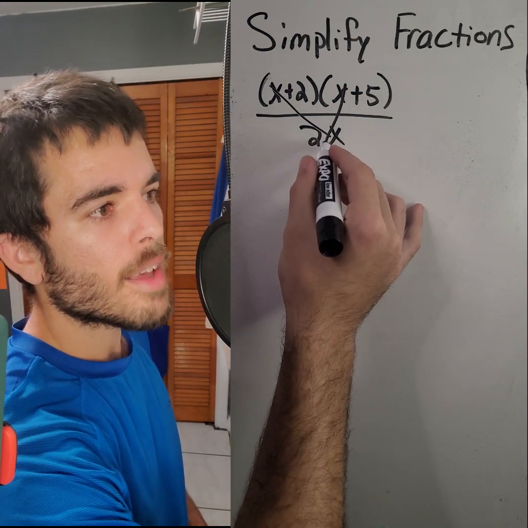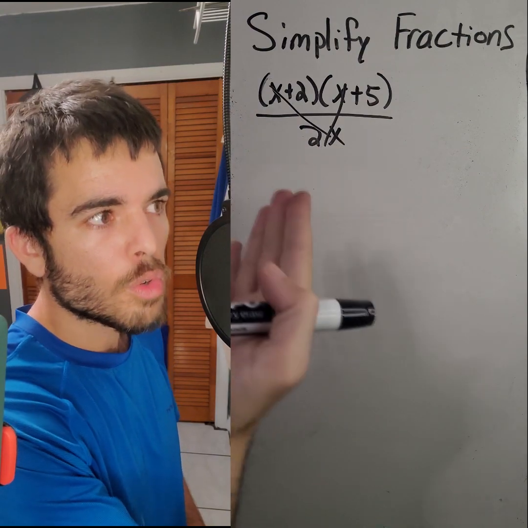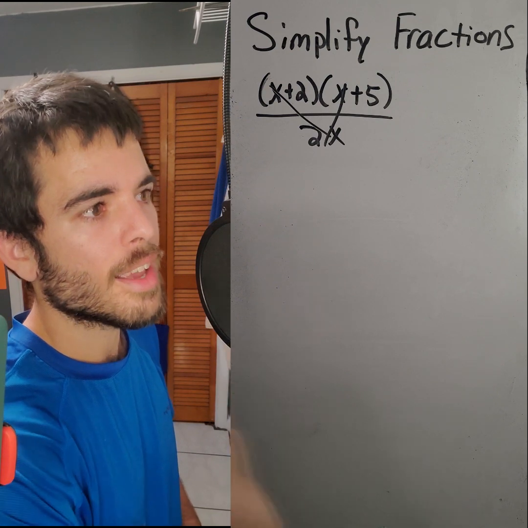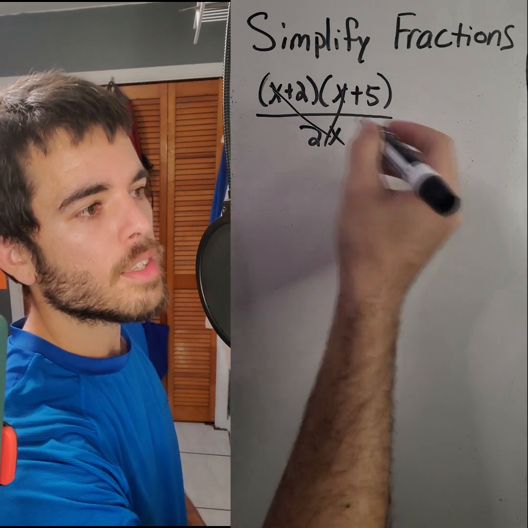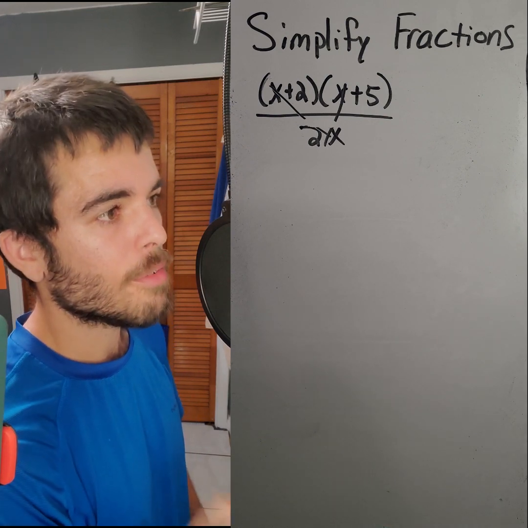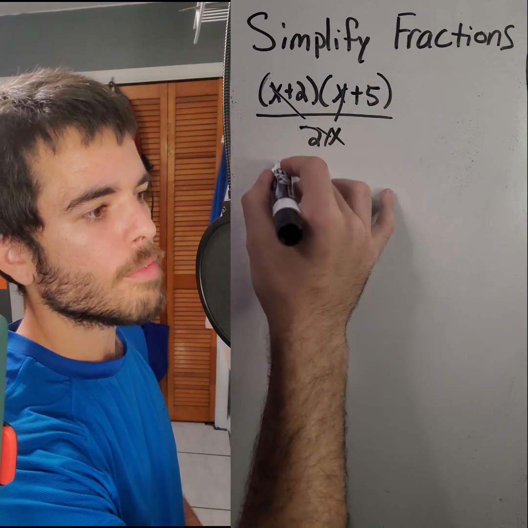So when we have the 2x, there is no matching group on the top, and so we can't just cherry-pick those x values and cancel them out. Unfortunately, that's as simplified as it gets. What they might expect you to do is FOIL. So let's FOIL that numerator.